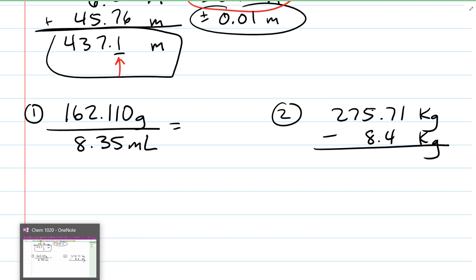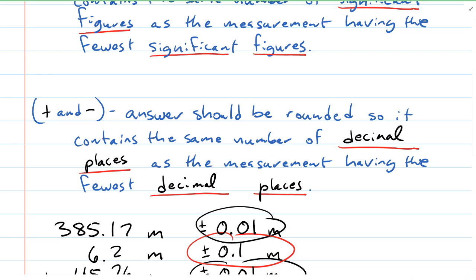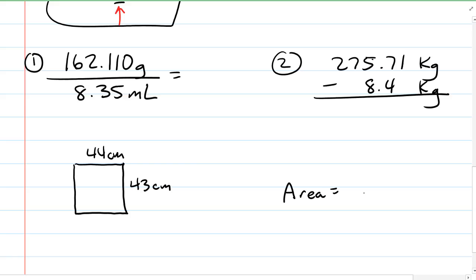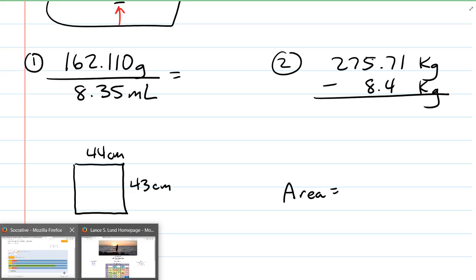And once you get that, then I do have a kind of a rectangle we're going to look at, almost a square, and it has these dimensions, 44 centimeters by 43 centimeters. Calculate the area with the correct number of significant figures. So the first two, though, will appear on the Socrative app.